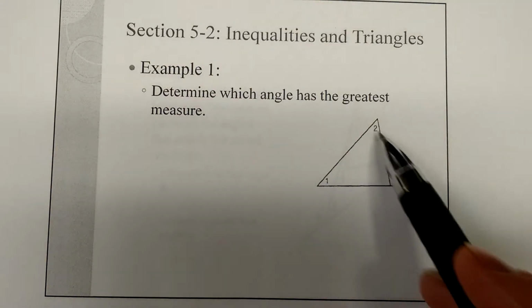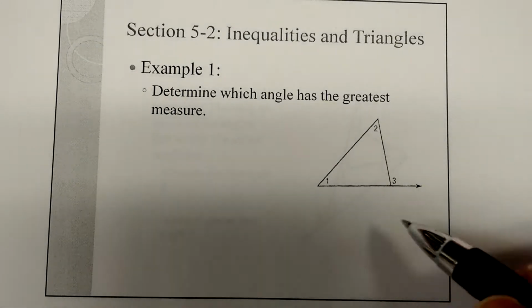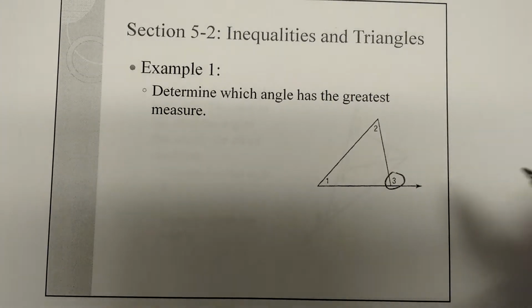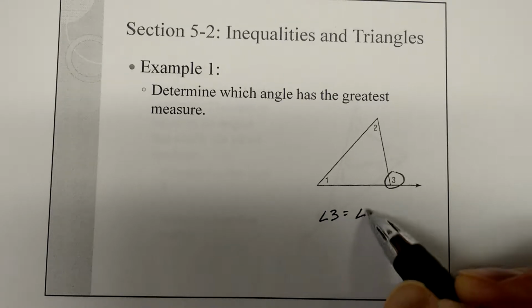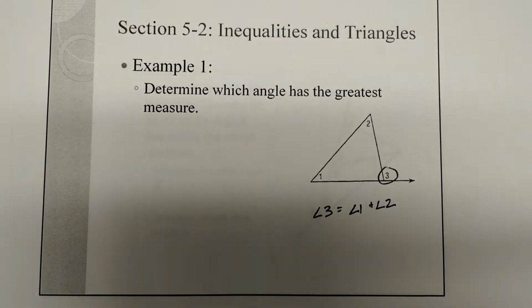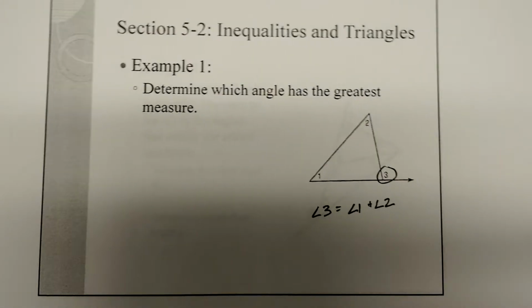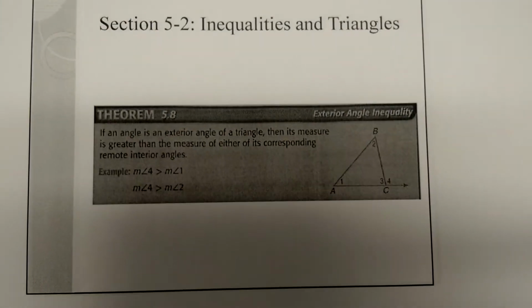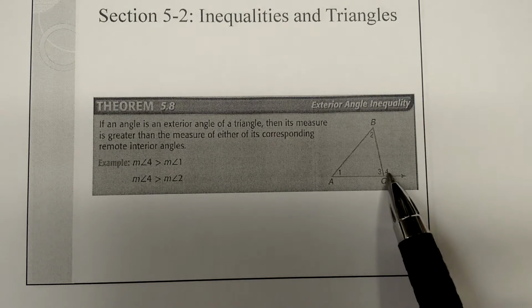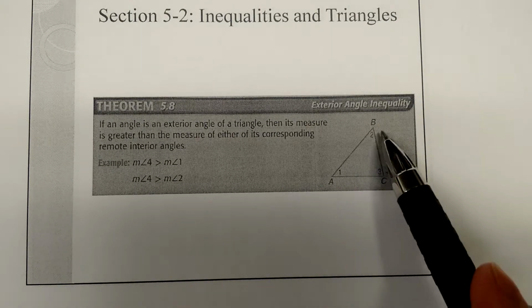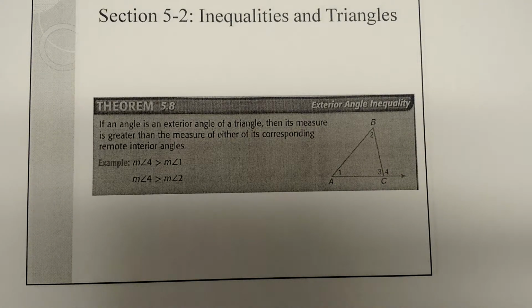Okay, so example 1 here, determine which angle has the greatest measure. So you're given angle 1, angle 2, angle 3, which of the 3 is the largest? Well, the answer is angle 3. The reason is that angle 3 is equal to angle 1 plus angle 2, so it has to be larger than either of the two angles. Which gives you the exterior angle inequality, which states that the exterior angle is greater than either of the two remote interior angles.